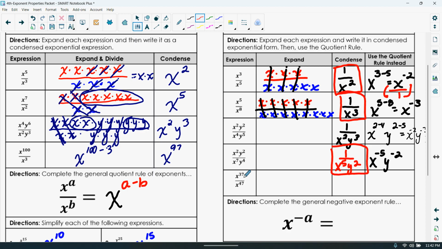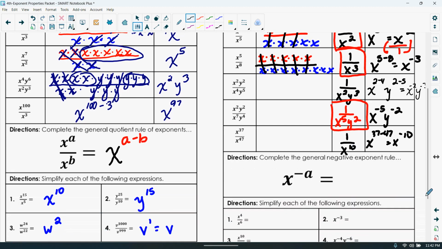The difference between 37 and 47 is 10. This would end up being x to the 37 minus 47, which is negative 10. We're going to just put that over 1 and make that exponent, the 10, now positive. So the rule when you have a negative exponent is you have to take the reciprocal, flip it basically, and make the exponent positive. Because this technically is over 1.